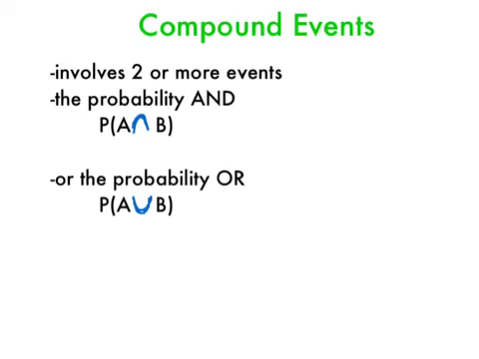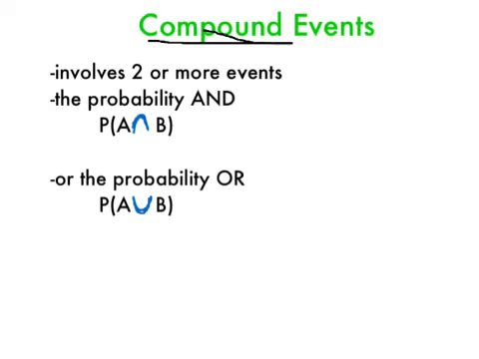What we are learning about when we're talking about compound events is more than one event. Compound literally means more than one. So a compound in chemistry is made of more than one element. A compound word is made of two words put together, like underground, under and ground. So it involves two or more events.